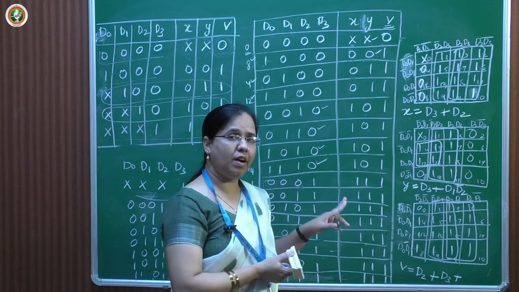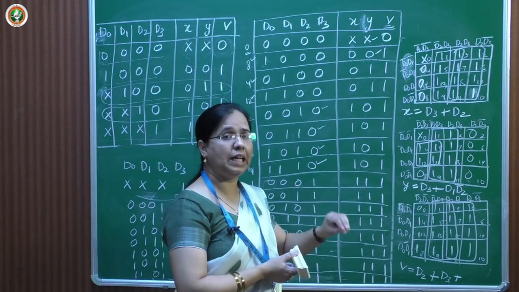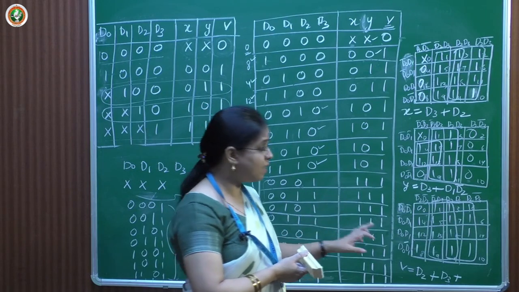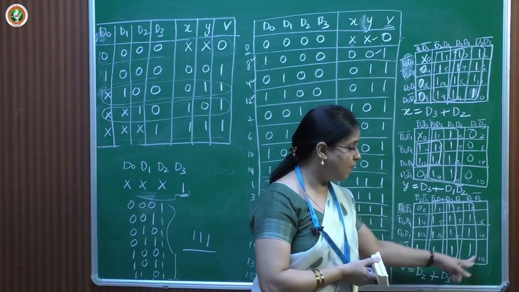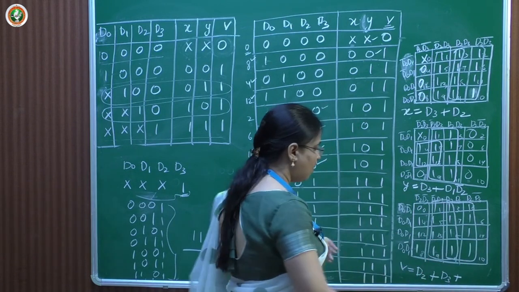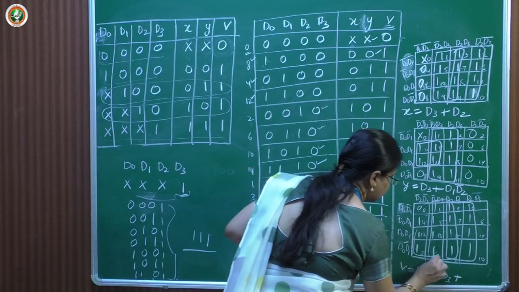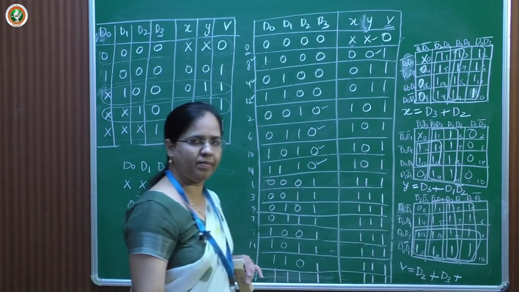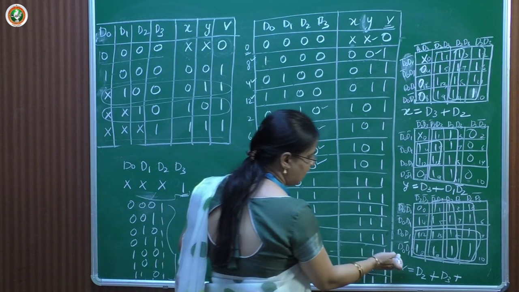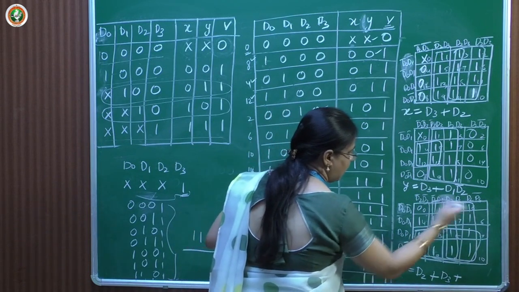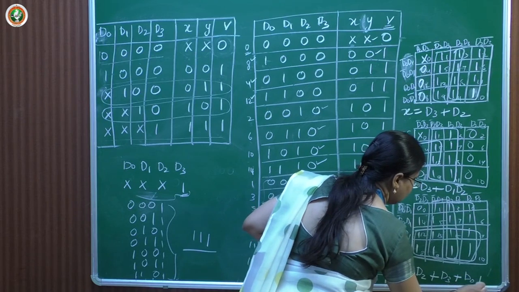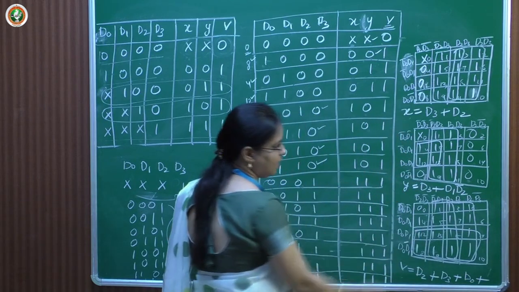See, always you have to try to include any one entry into the largest group possible. So which is the largest group possible here? It will be octet. So what I have to do is, I have to include this as one more octet. In that case, D2 and D3 will go off. I am left out with D0. Plus again this one is left out.